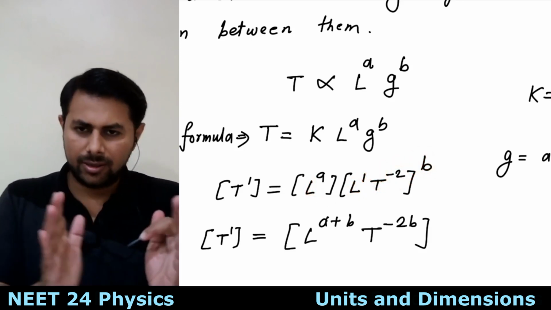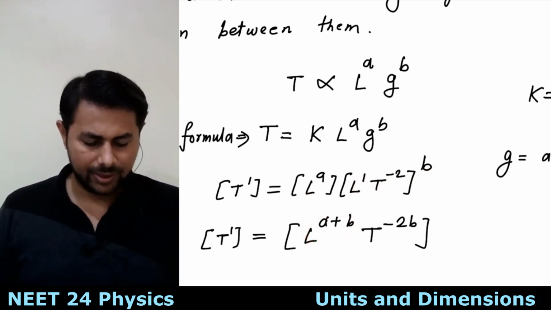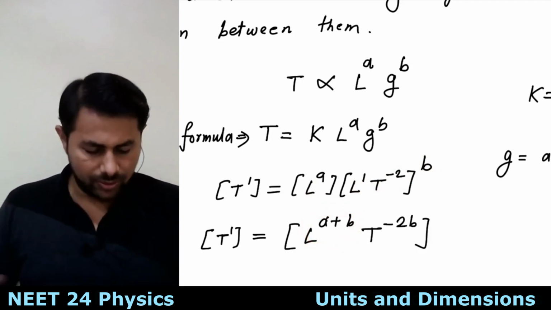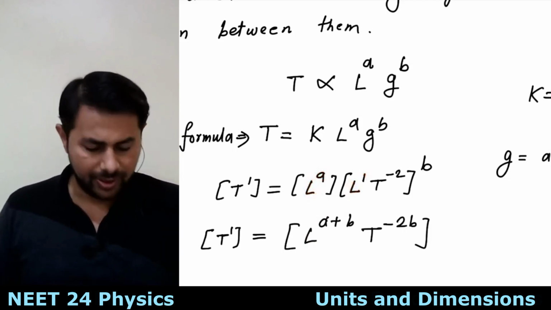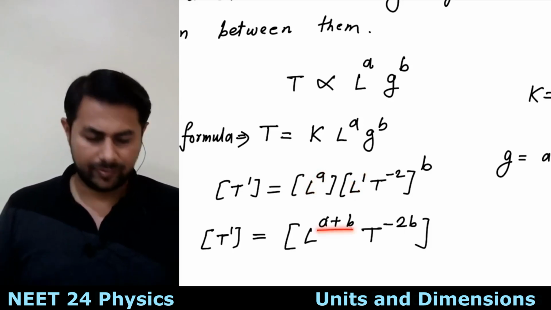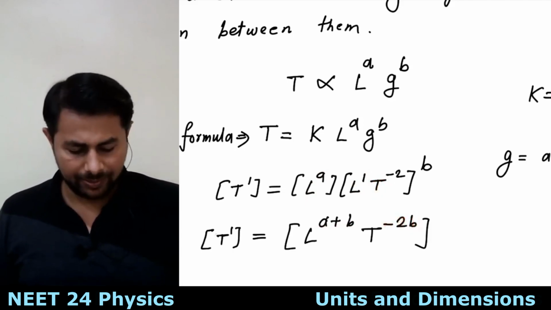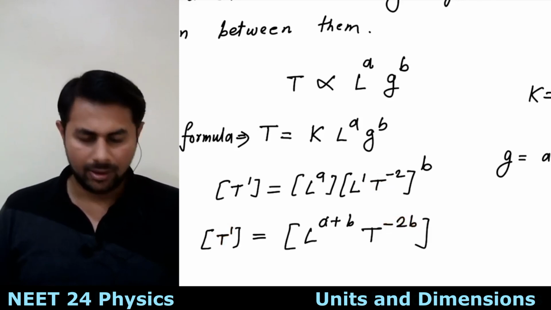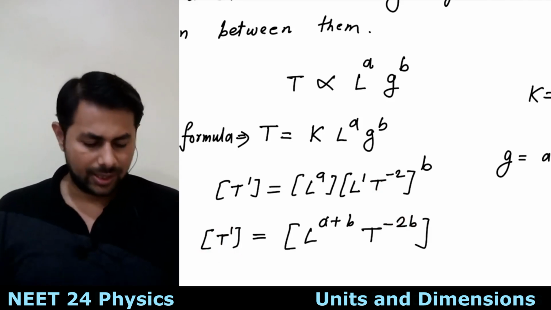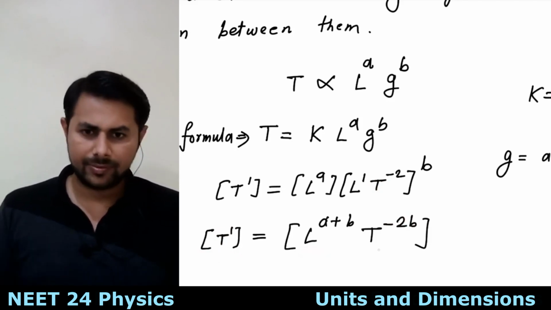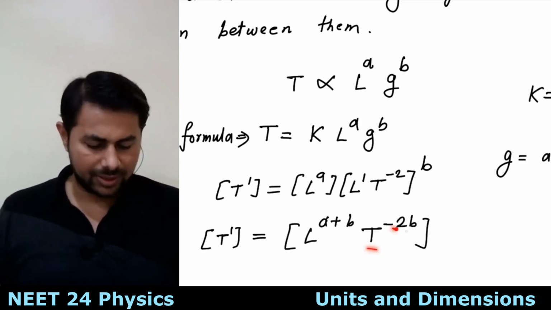Then you take together the powers of l. So you collect the powers of l. You have l raised to a, l raised to 1b means l raised to b. So that is l raised to a plus b. Then you have t raised to minus 2b. And on the left hand side you only have t raised to 1, and on the right hand side you have l raised to a plus b. Yeah, exactly. Very good. So l raised to a plus b and t raised to minus 2b.